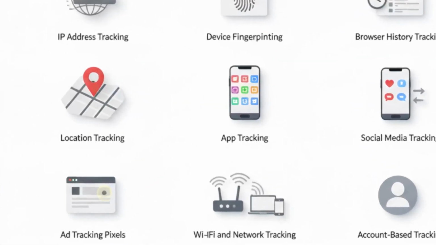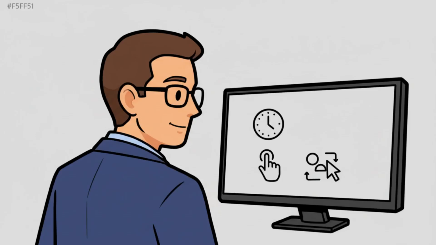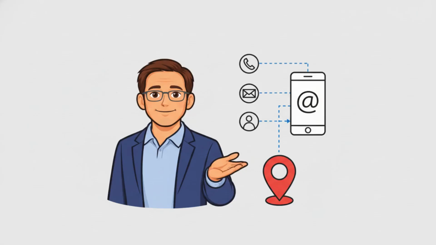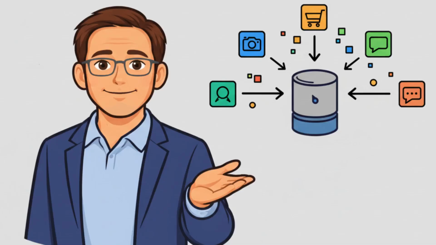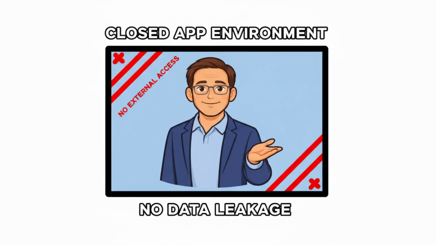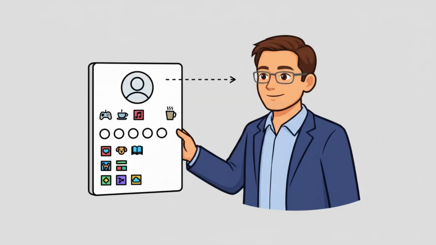App tracking. App tracking occurs when mobile applications collect information about how you interact with them. This includes usage patterns, time spent, clicks, and sometimes additional data like contacts or location. As smartphones became central to daily life, apps evolved into powerful data collection tools. Unlike web tracking, this happens within closed environments controlled by the app itself. It matters because apps often have deeper access to your device, allowing them to build detailed profiles of your behavior and preferences.